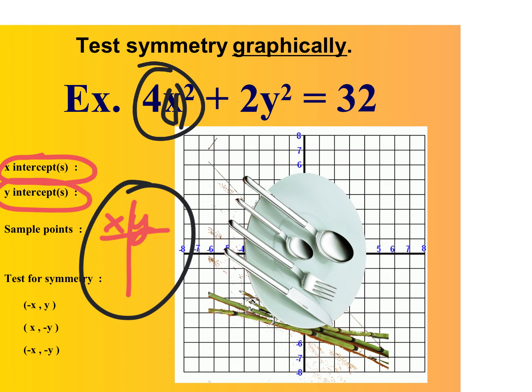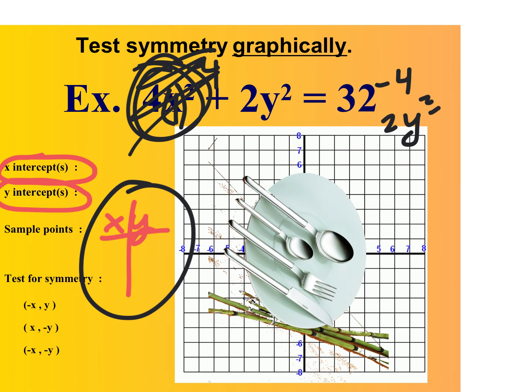Okay, so what's this? 4. So I'm going to subtract 4 from both sides. And then I got 2y squared equals what? And then what? Y squared equals 14. Yuck. You mean that I'm going to have an answer like the square root of 14?